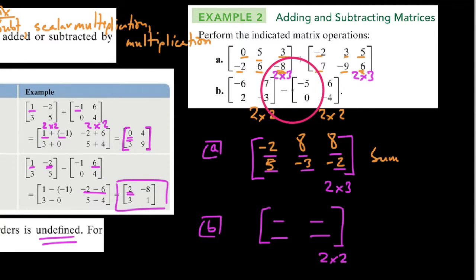negative 6 minus a negative 5, which is really negative 6 plus a positive 5, so we get a negative 1. Okay. How about a 7 minus a 6? That's easier. That's 1. 2 minus a 0, that's even easier. That's 2. And then we get a negative 3, taking away 4 negatives, really negative 3 plus a positive 4. So this turns out to be a positive 1.